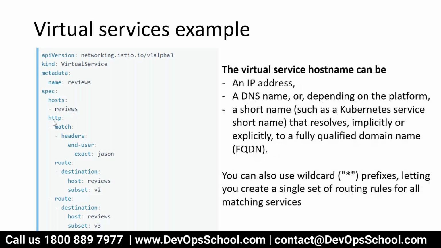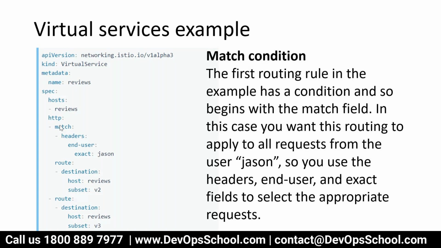Here, okay, HTTP match. So this is the rule actually. Here your rule is: any request which is received where the end user header has a user called jason. That means if the request is coming from jason, that is something which you are trying to say. So the first routing rule in the example has a condition, and so begins with a match field. In this case, you want this routing to apply to all the requests from the user jason. So you use headers, end-user, and the exact field to select the appropriate request. And routing can be done through here.